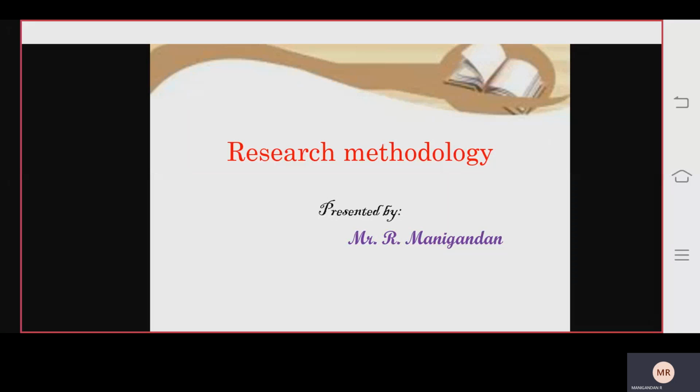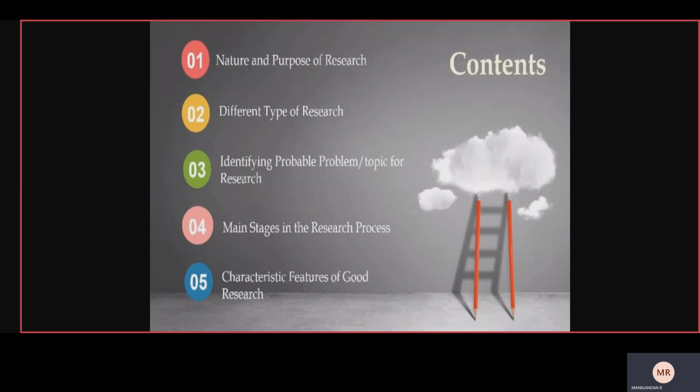Today I am going to take a class about research methodology. First of all, today's agenda is the nature and purpose of research and the different types of research. The third thing is identifying the probable problem and topic for research. The fourth one is the main stages in the research process. And the fifth one is the characteristics and features of good research.